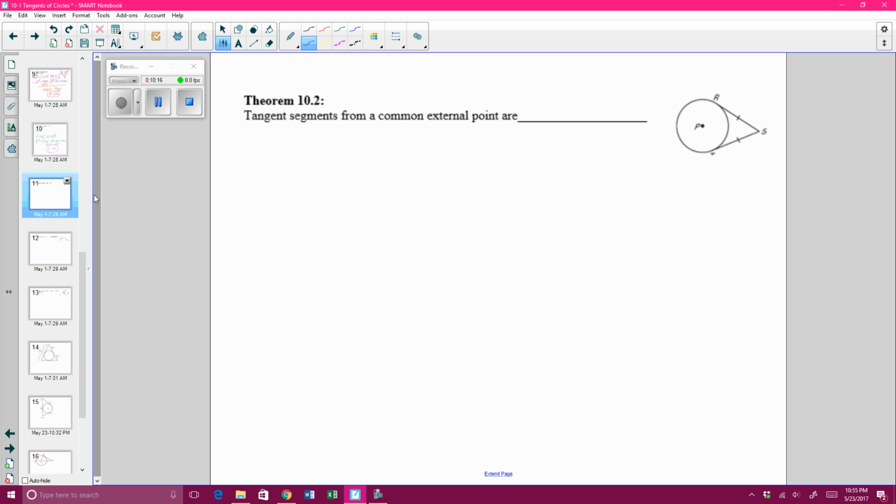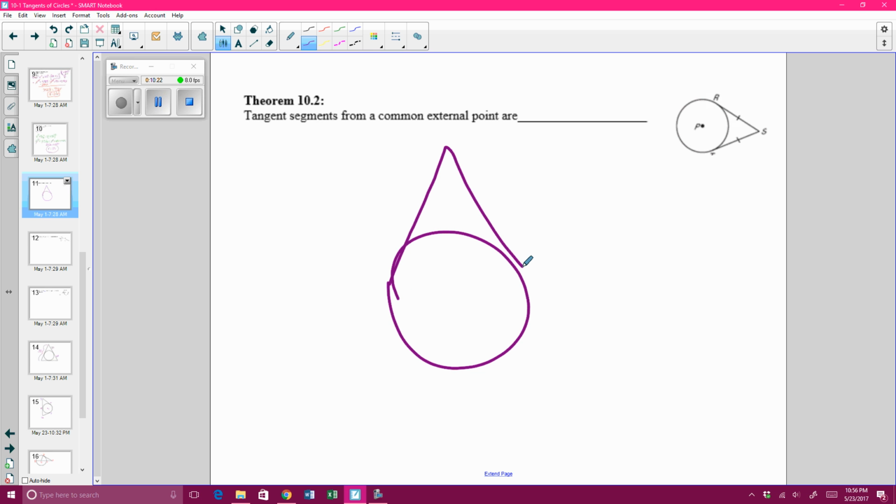Okay, this next theorem I'm going to call the party hat theorem because it looks like the circle is wearing a little party hat. Since it's wearing a party hat, this hat has to stay balanced on your head, and therefore these two segments have to be congruent. So tangent segments that come from a common external point are congruent. It's a very simple theorem.